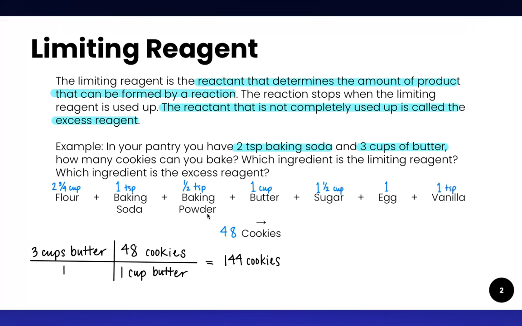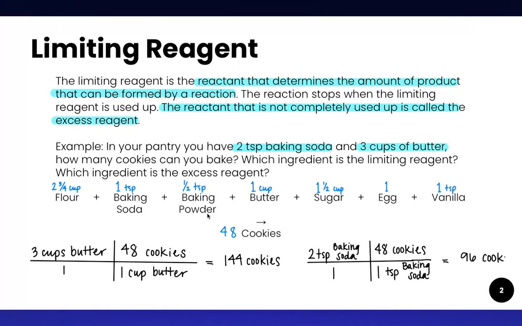Now you need to do the calculation using the other reagent. For every 1 teaspoon of baking soda, you can make 48 cookies. So you have enough baking soda to make 96 cookies. After you complete this calculation, or maybe before, you can see that the limiting reagent is the baking soda, and the excess reagent is butter.